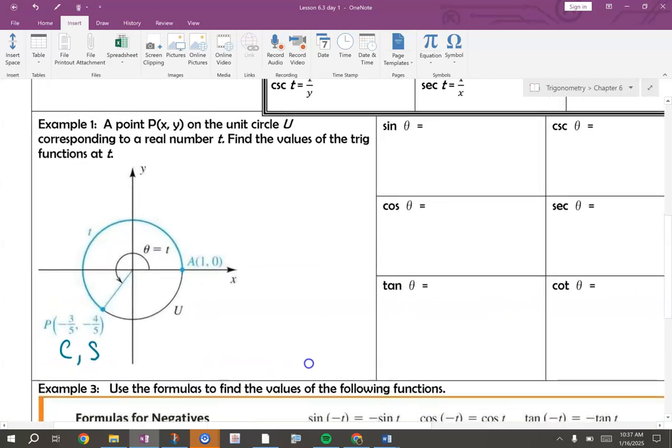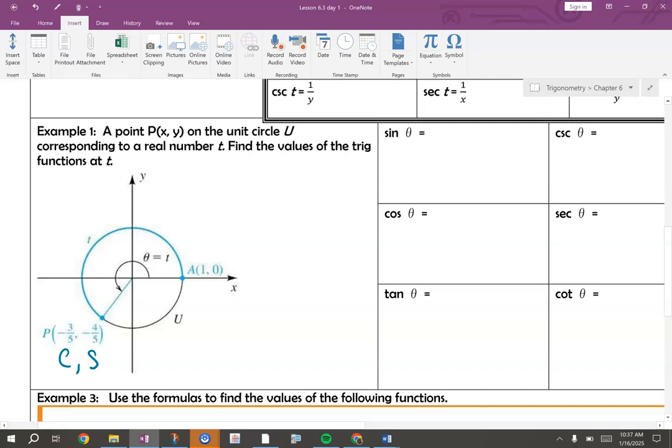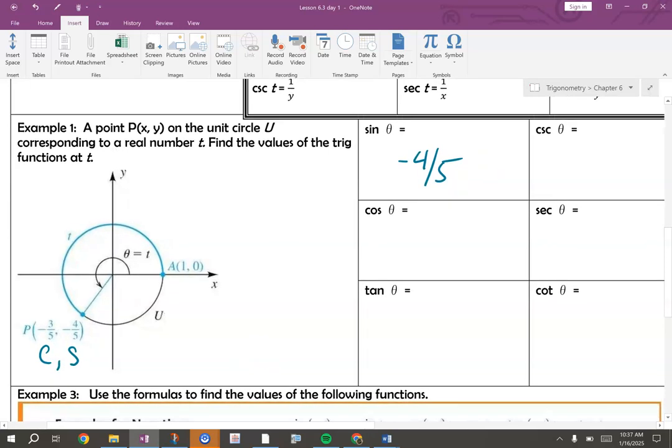Okay, so looking at that ordered pair, what is sine? What's sine of theta? Which means that cosecant is, perfect. What is cosine? Negative 3 over 5. So secant is, perfect. And then tangent. So remember we've done this.